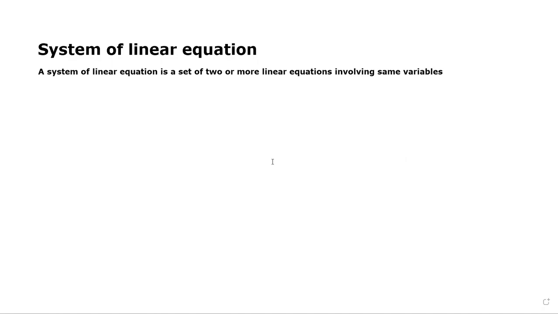So today we will discuss system of linear equations. A system of linear equations is simply a set of two or more linear equations involving the same variables.